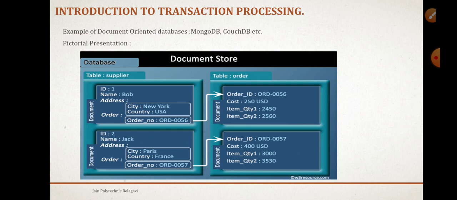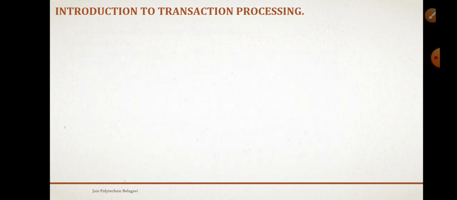Practical representation: document store databases. ID 1, name Bob, address, order. It will store each record in a document format, in separate files. ID 2, name Jack, address is Paris, France, order number is ORD 005. Using the order ID we can fetch the order details. So here the 0056 order. In the order table we get the order ID 0056, cost is $250, item quantity is 2450, item quantity 2 is 2560. So like this we can fetch the related information of the order.